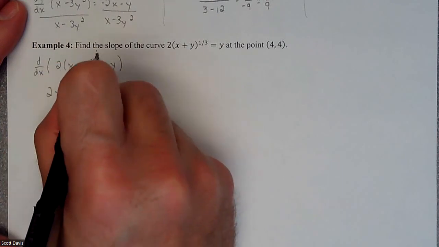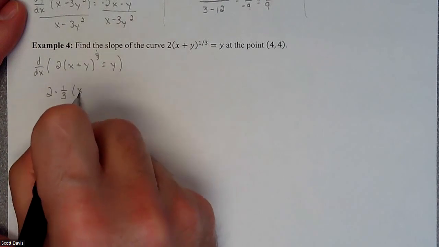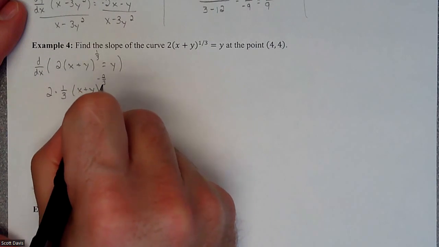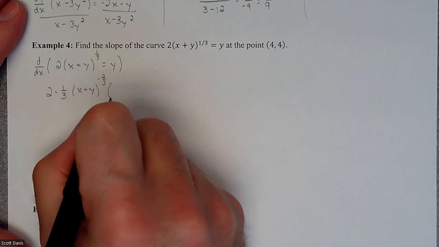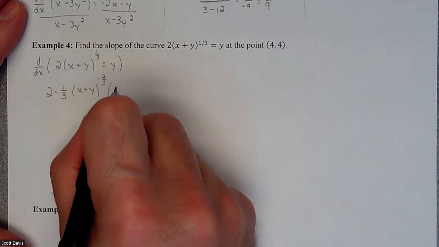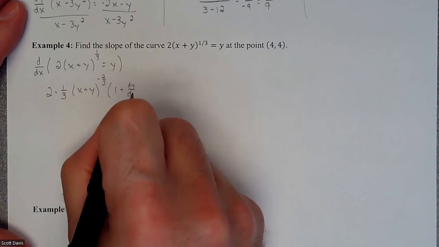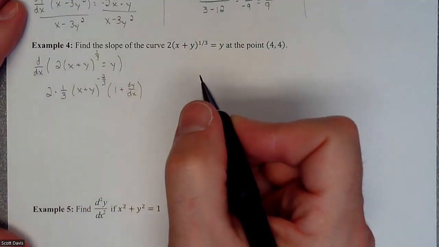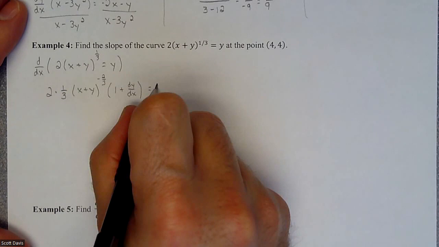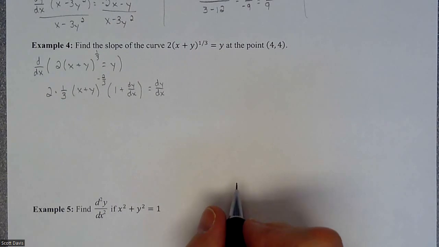So if we're doing the derivative of this, we're going to bring the 1/3 down. So this is a chain rule. So 1/3 times x plus y, and then we're going to subtract 1 from that, which will make it a negative 2/3. Because it's a chain rule, that's the derivative of the outside, and then times the derivative of the inside. So derivative of x is 1. Derivative of y is 1 times dy/dx. All right, so there's the first part. And then that is going to equal this side, derivative of y is just a 1 times dy/dx. All right, so that is our derivative.